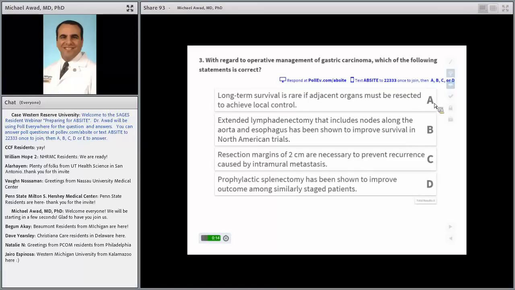Next question. With regard to operative management of gastric carcinoma, which of the following statements is correct? Long-term survival is rare if adjacent organs must be resected to achieve local control. Extended lymphadenectomy that includes nodes along the aorta and esophagus has been shown to improve survival in North American trials. Resection margins of 2 centimeters are necessary to prevent recurrence. And prophylactic splenectomy has been shown to improve outcome among similarly staged patients.